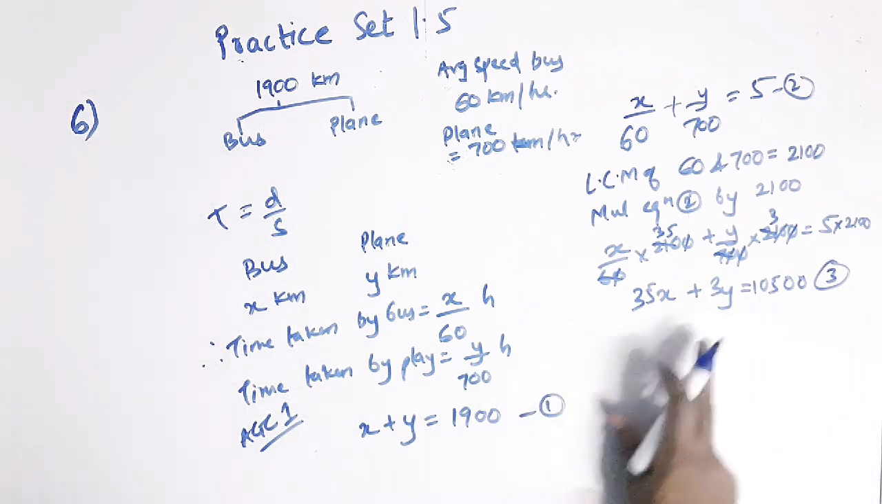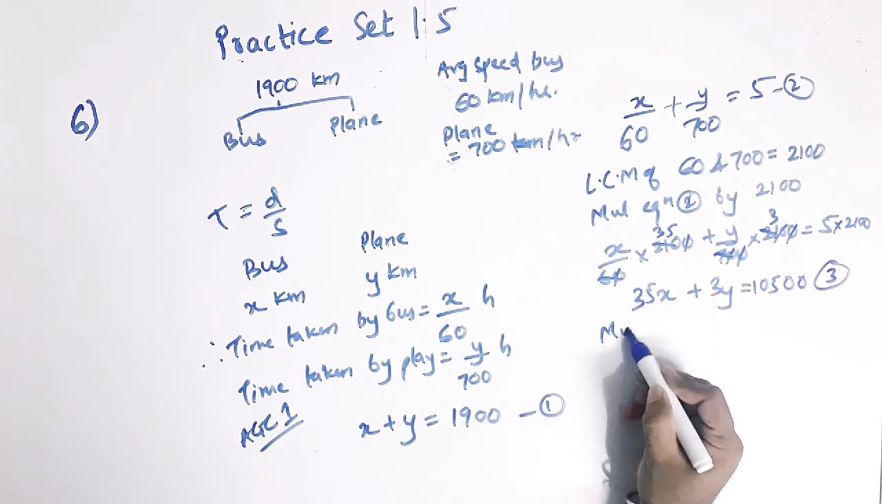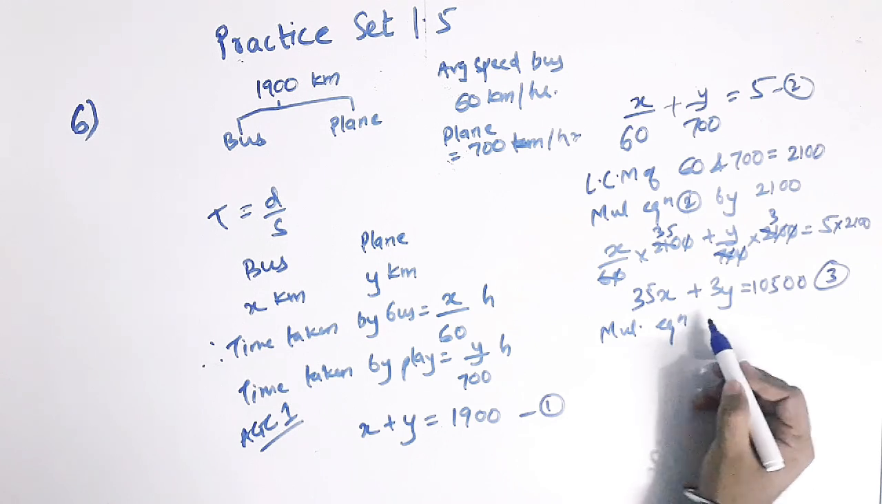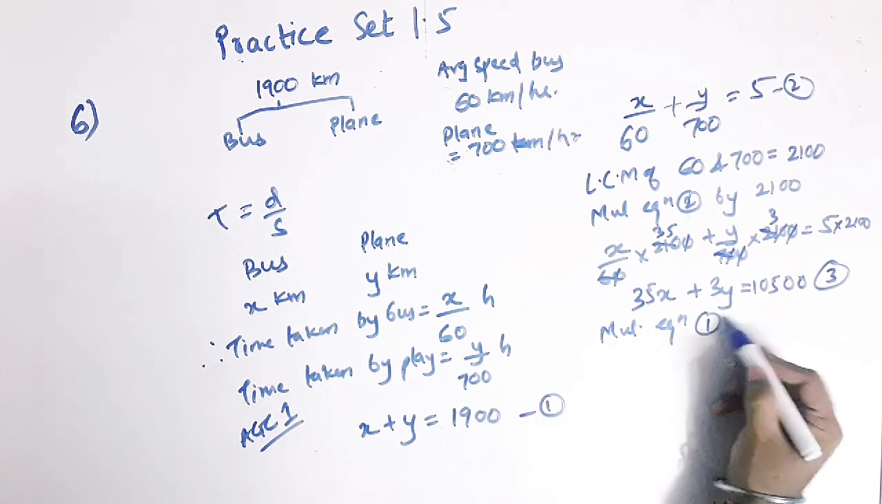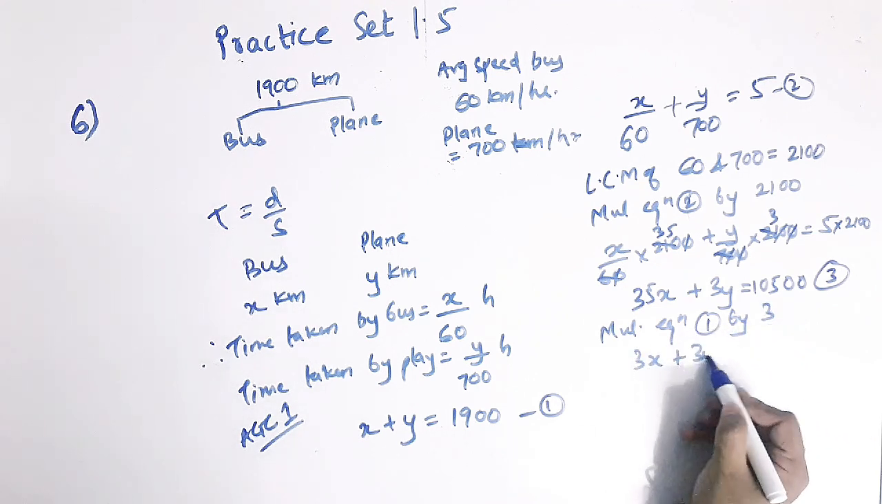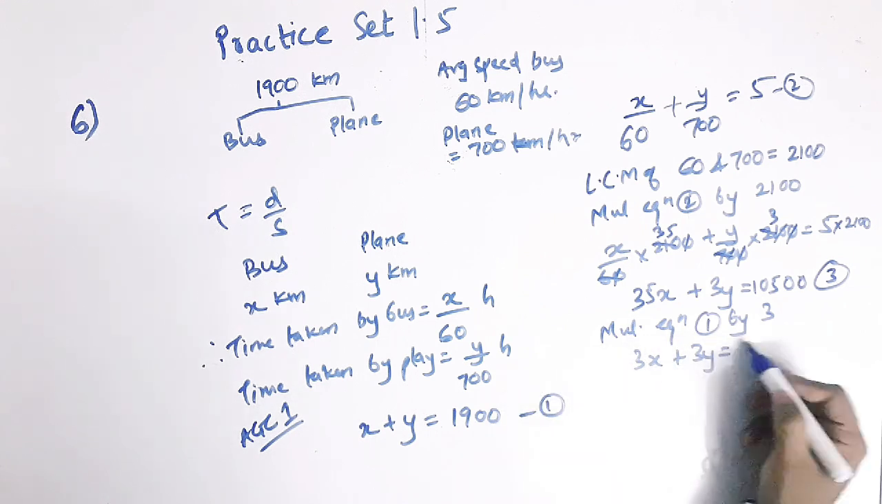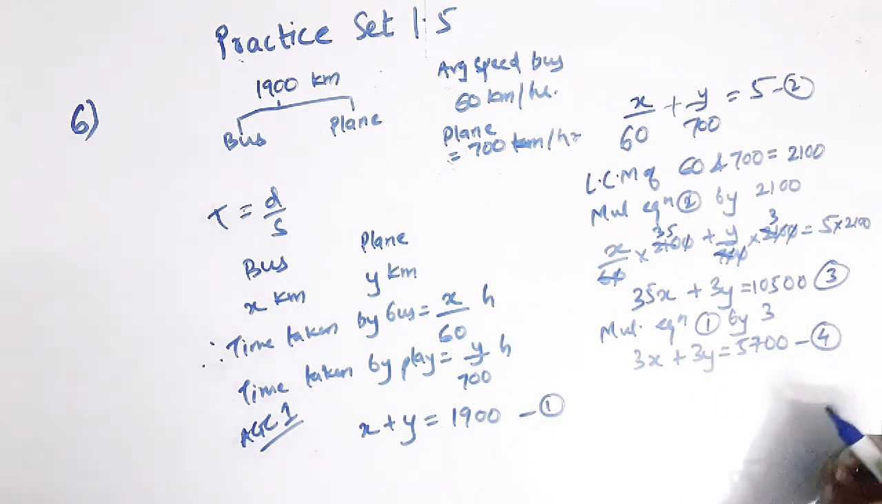You have to solve this with equation 1. I can equate the coefficients of y. So multiplying equation 1 by 3, I will get 3x plus 3y equals 1900 into 3, which is 5700. So this becomes your new equation, equation number 4.